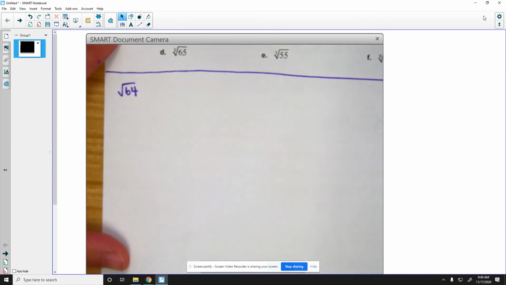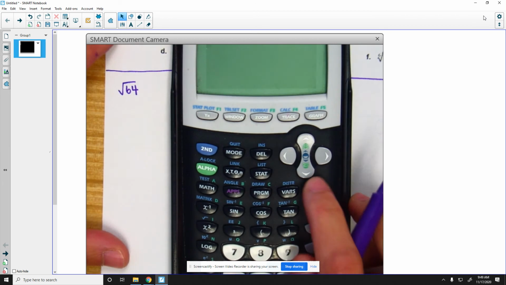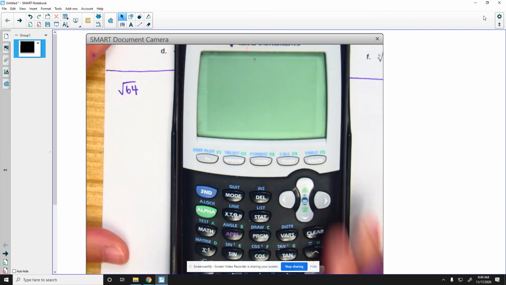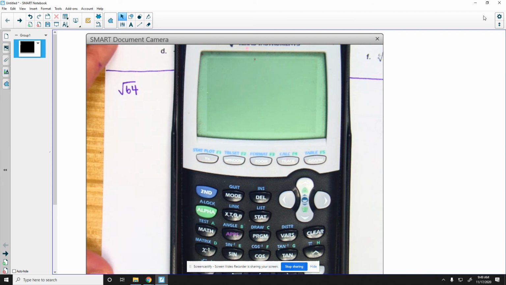So first thing I want to do is show you where to find the buttons on the calculator just in case you had forgotten, okay? So turn on your calculator. Please hit second plus 7, 1, 2. That cleared your memory, second plus 712.